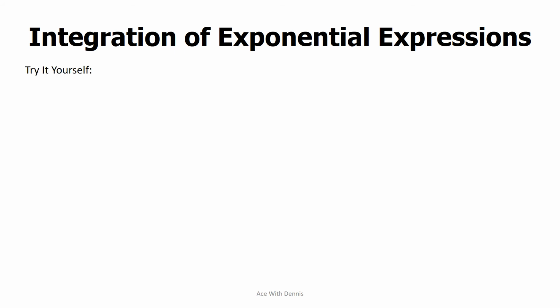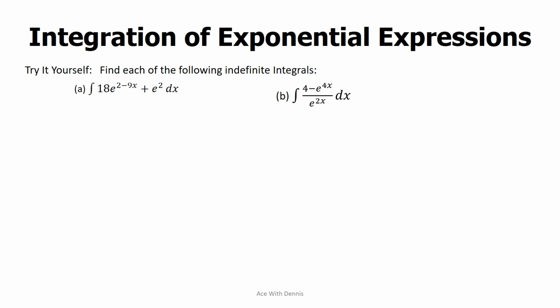Now, you can try this example yourself. Find each of the following indefinite integrals. A. Integration of 18e to the power of 2 minus 9x plus e squared dx. B. Integration of 4 minus e to the power of 4x over e to the power of 2x dx. You can pause the video and try to solve it yourself.